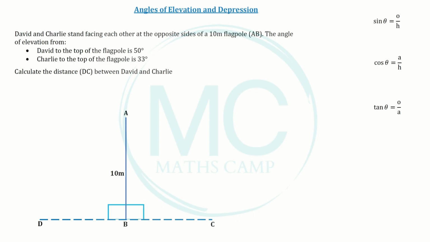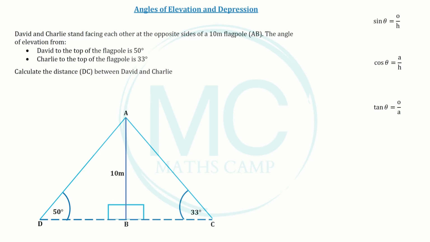The question tells us the angle of elevation from David to the top of the flagpole is 50 degrees. So let's draw a line from David's feet to the top of the pole. And we can draw in our angle of elevation and note its size as 50 degrees. The question also tells us the angle of elevation from Charlie to the top of the flagpole is 33 degrees. So let's draw a line from Charlie's feet to the top of the flagpole, draw on our angle, and note the size as 33 degrees.